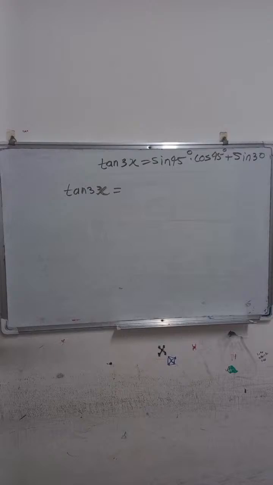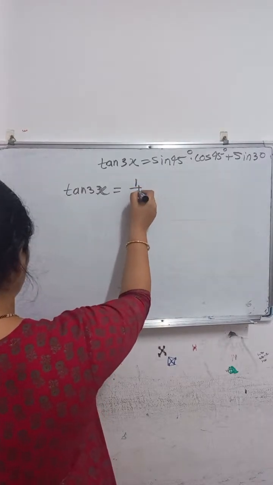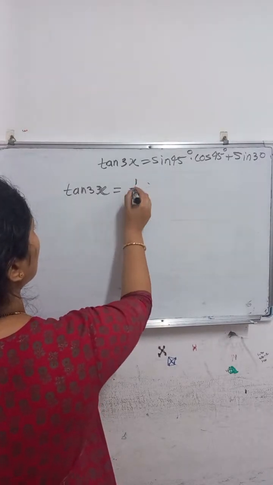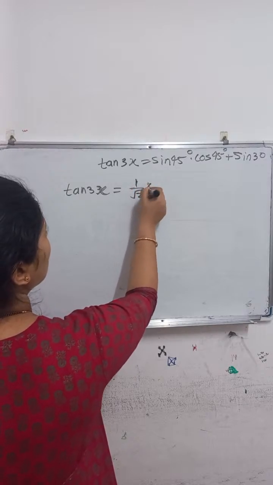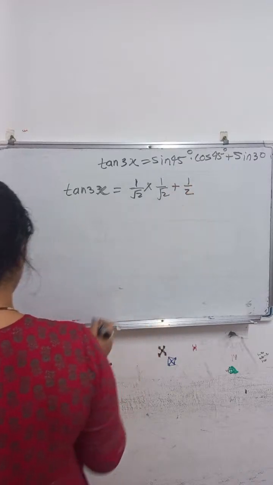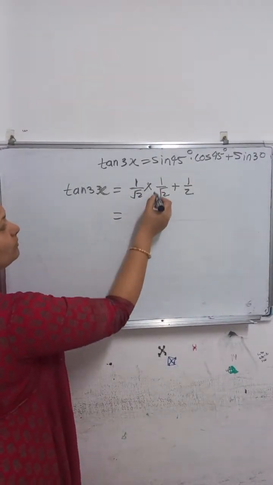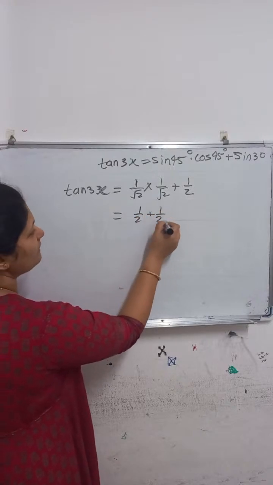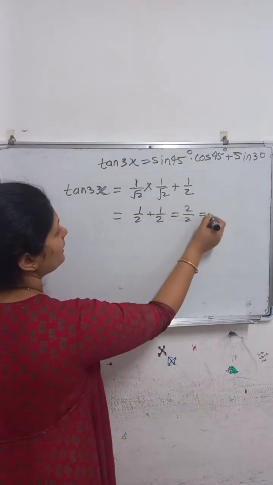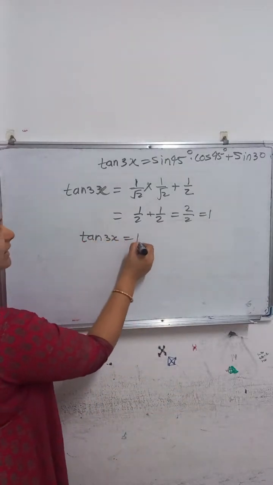Okay. So now put the values for sine 45. So sine 45 is nothing but how much do we have? 1 upon root 2, and then cos 45 is also 1 by root 2, plus sine 30 is half. Okay, so we got these values. Once you get this, then you can simplify, no? 1 by root 2 times 1 by root 2 is 1 by 2, plus 1 by 2, that is nothing but 2 by 2 is equal to 1. Okay, so tan 3x I am getting here 1.